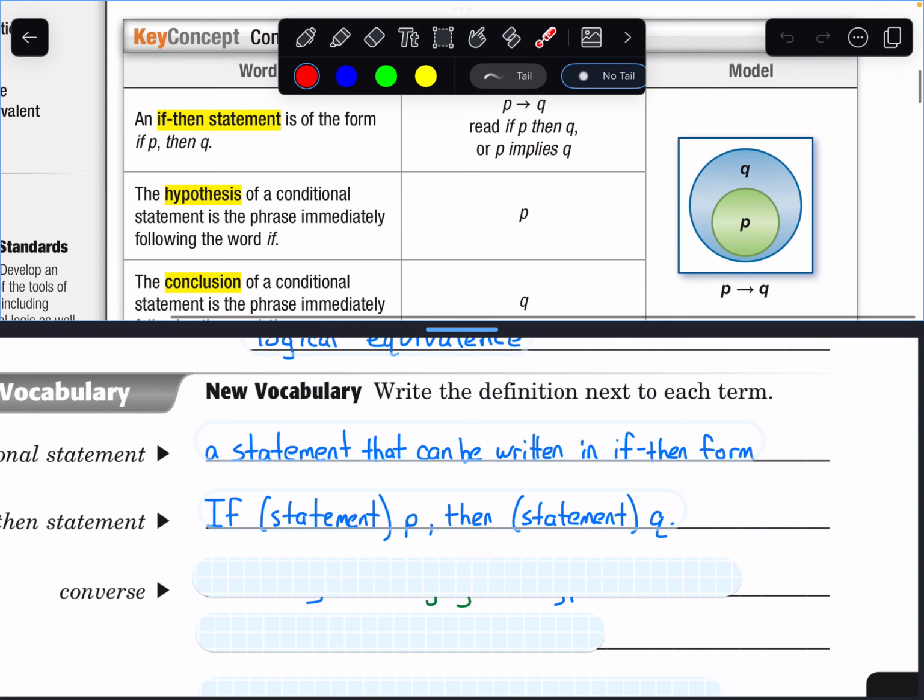Notice the model here. Statement P is entirely inside of statement Q. Imagine you were standing inside these circles. If you are standing inside circle P, you know you are also automatically standing inside circle Q. So knowing P implies that you know Q is true as well.